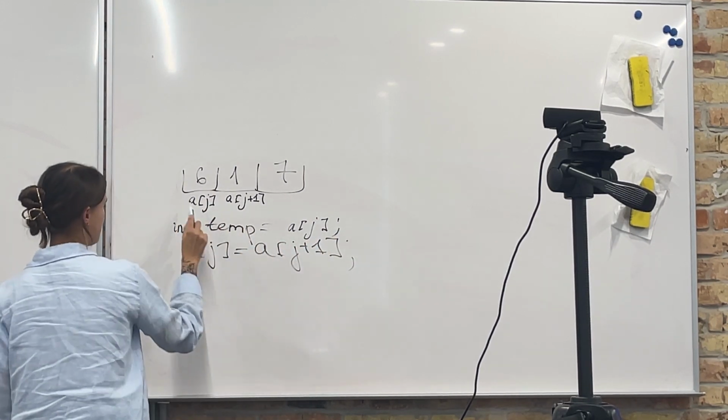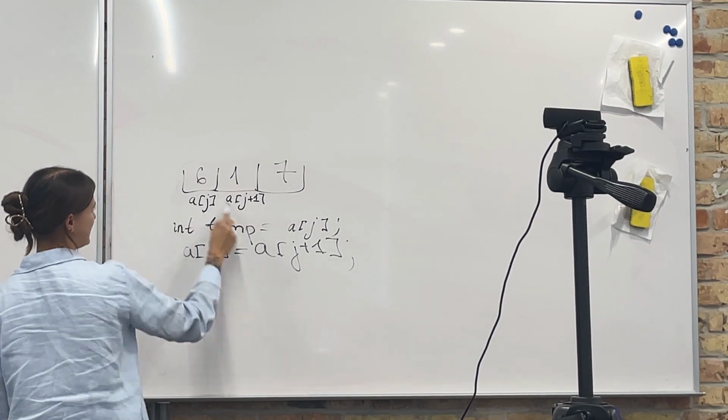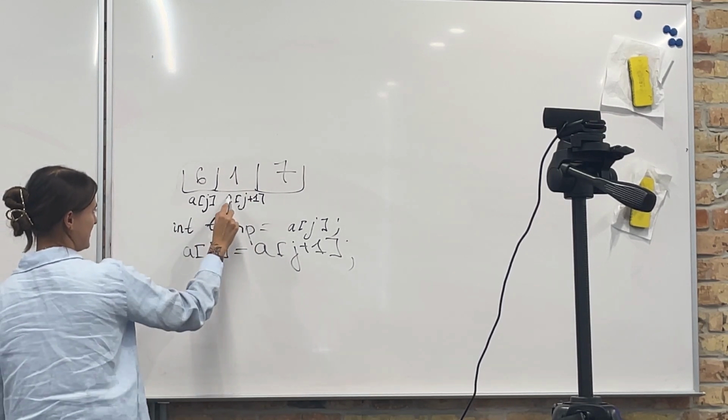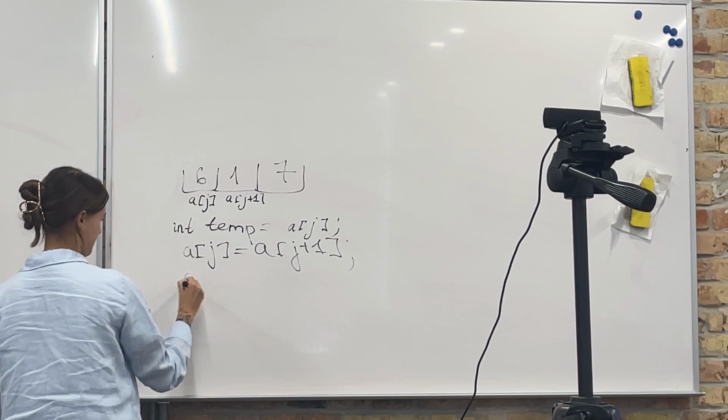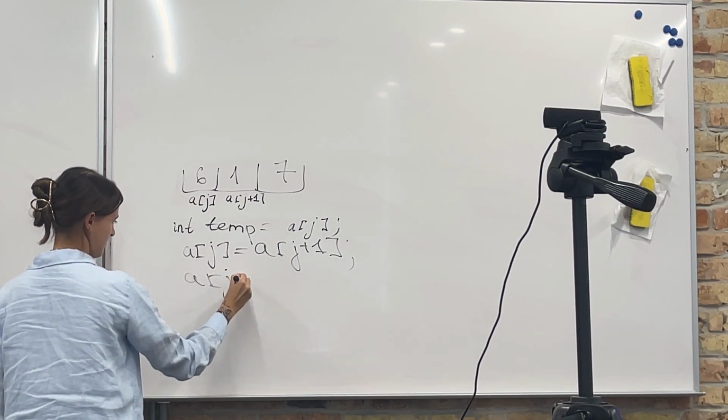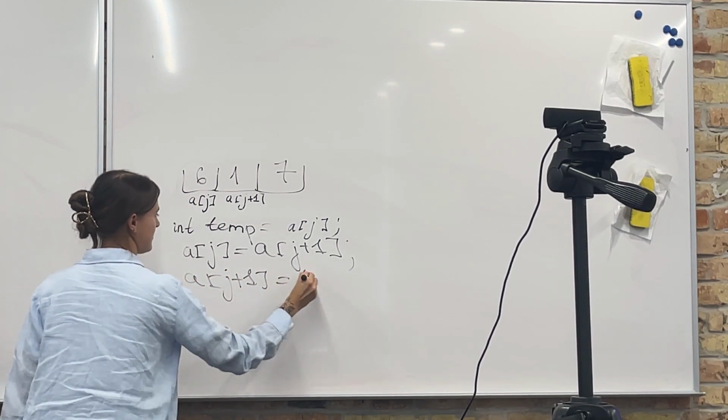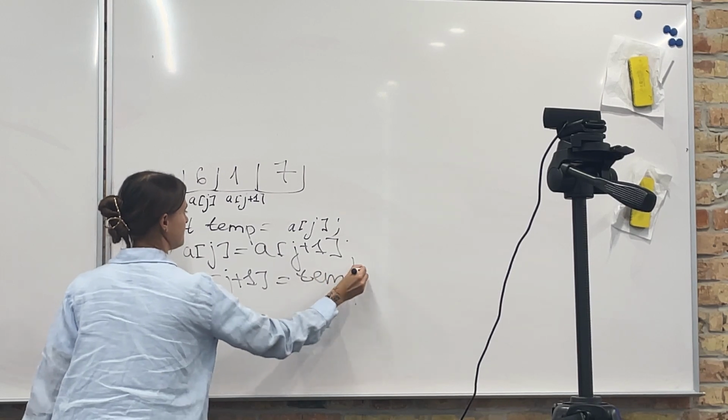So now this element is 1 and this element is 1, but we need now to make it 6. So we do like this, temp.